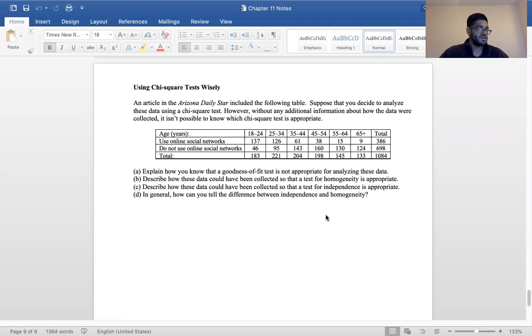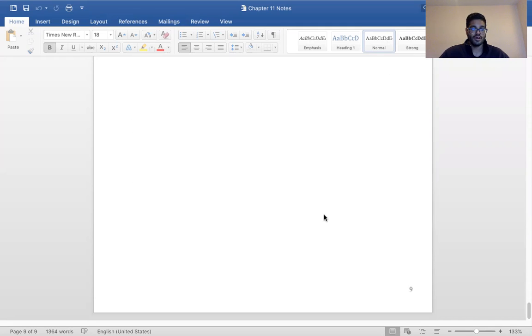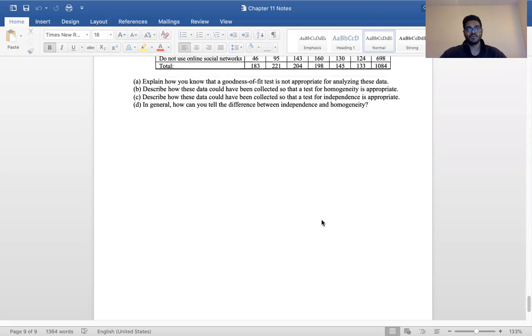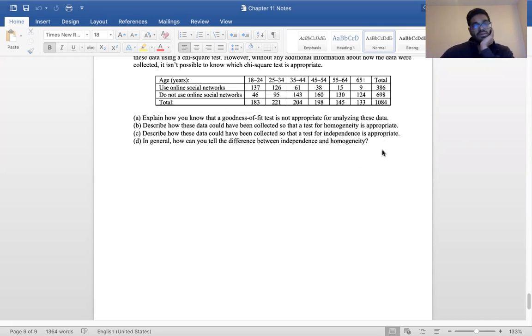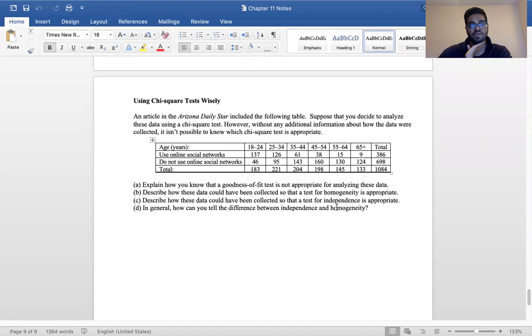The thing with chi-square that you've got to be careful about is that there are certain ways in which chi-square is not going to be appropriate. I'm going to talk about this in class because I want to spend some time so you guys can ask questions on it. So this last problem we'll do together in class. There are certain scenarios where it's not going to be appropriate to use it, and certain scenarios where it will be appropriate. And then how to tell the difference between independence and homogeneity. That'll be a good wrap up to this unit.